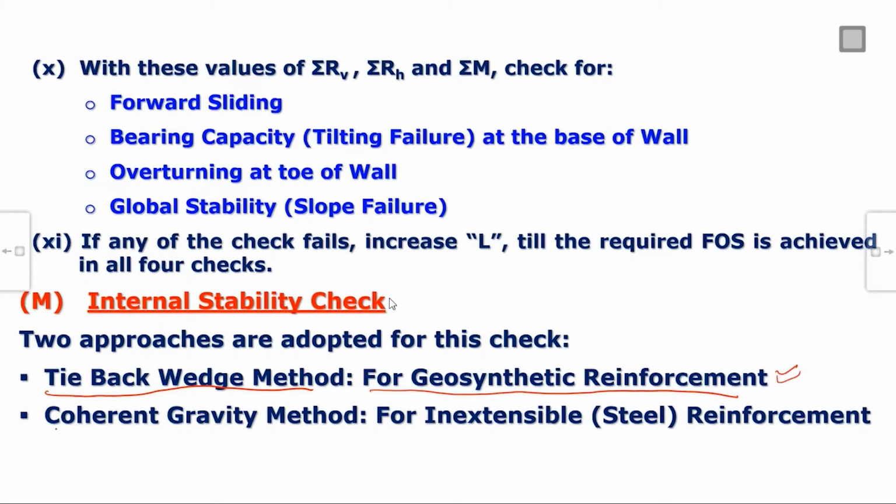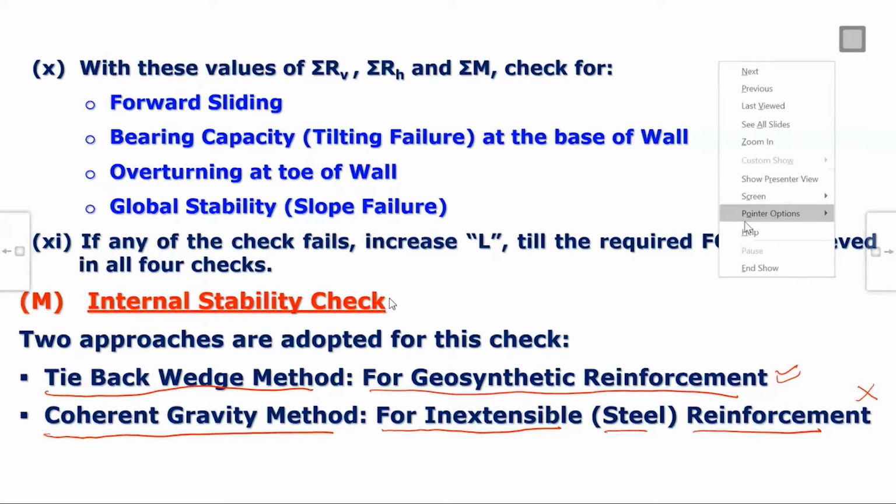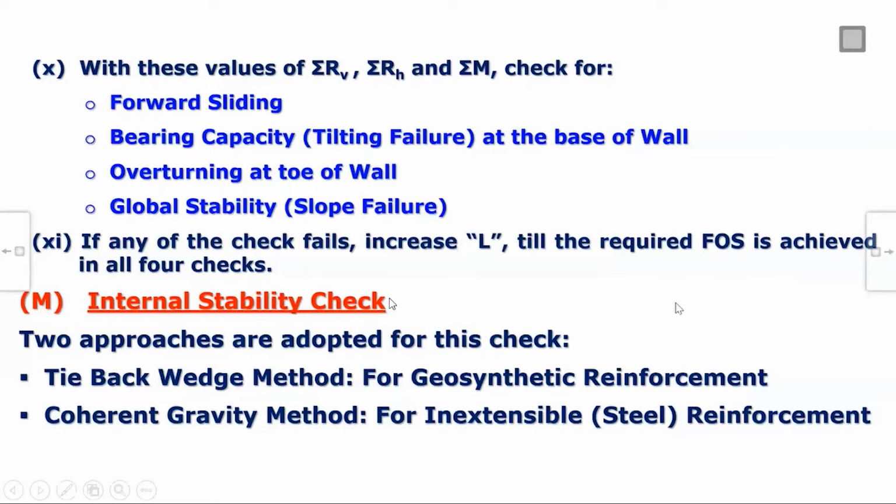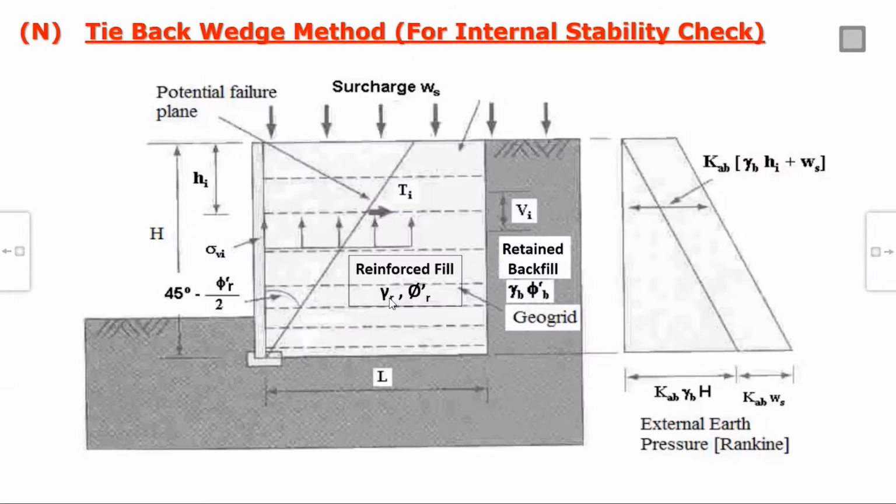There is another method, the coherent gravity method, which is used for inextensible reinforcement, meaning steel reinforcements. As I told you, nowadays we are not using steel reinforcement, so I am not going to discuss this. I am going to discuss only the tie-back wedge method. Even otherwise, there is not much difference between the two. I will tell you what the basic difference is. So we will use the tie-back wedge method for internal stability.